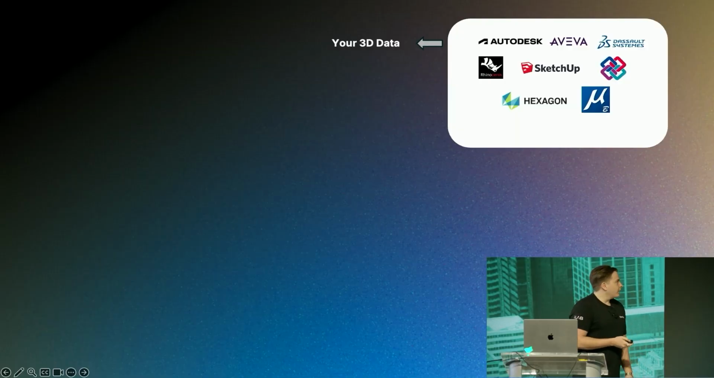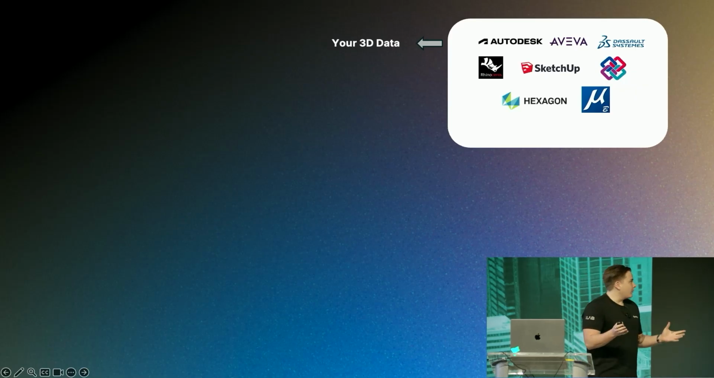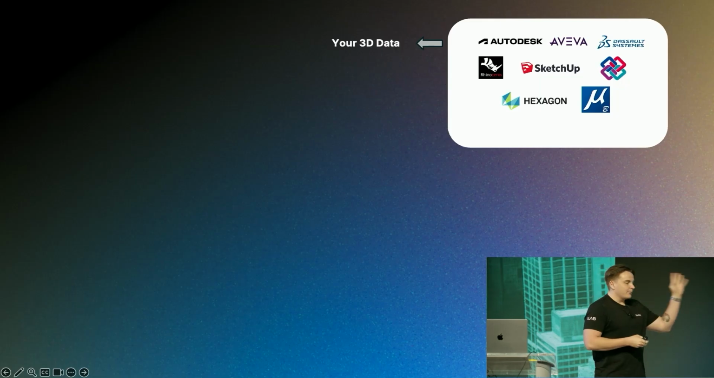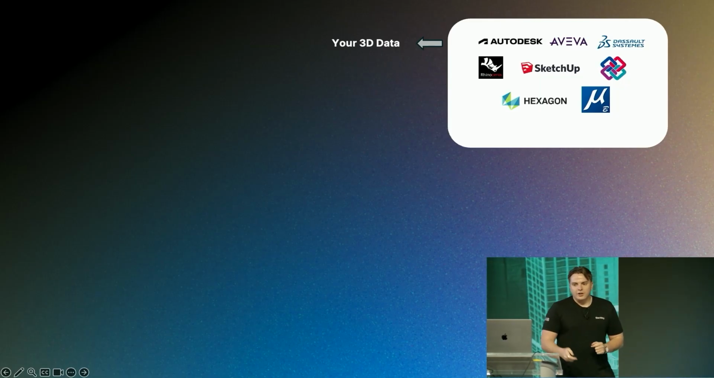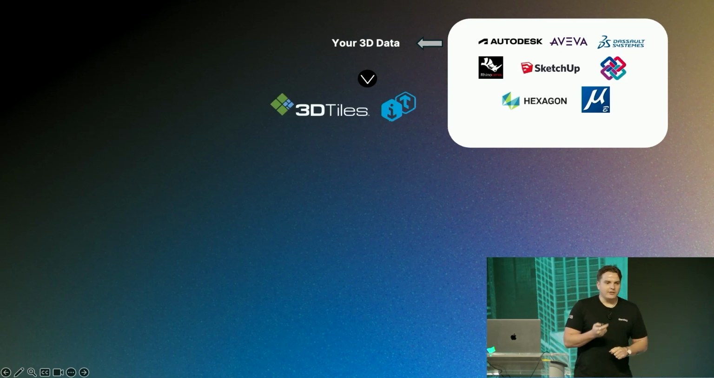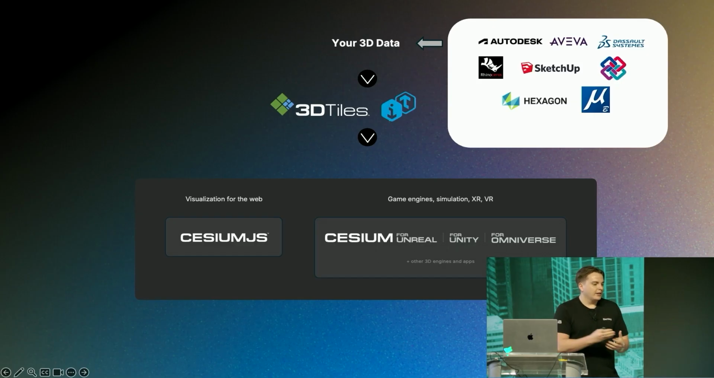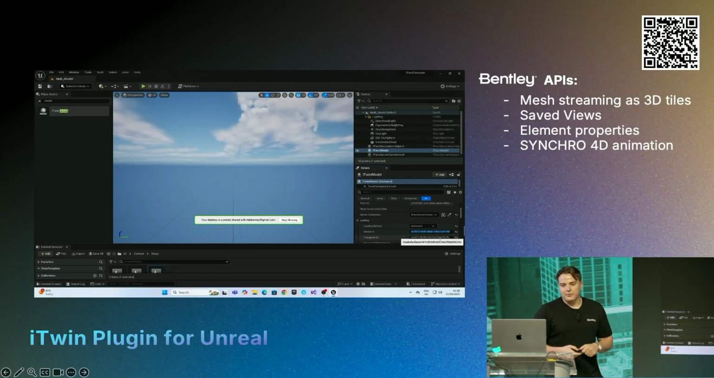So how the plugin works, you have your 3D data. This can come from literally anywhere, so it's not just Bentley's MicroStation. You can bring it from Revit, from Rhino, from Hexagon, doesn't matter. It all gets converted into 3D tiles in our iTwin platform, and from there you can stream it or import it into your favorite 3D engine. In our case, we're going to be talking about Unreal and our iTwin plugin for Unreal.